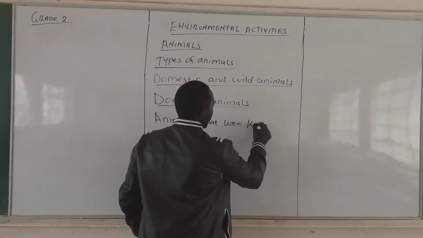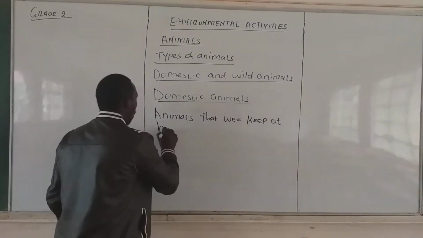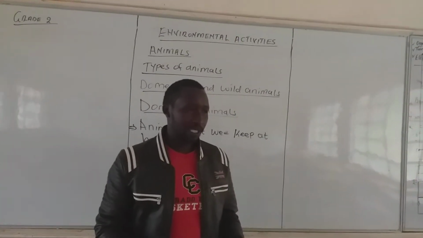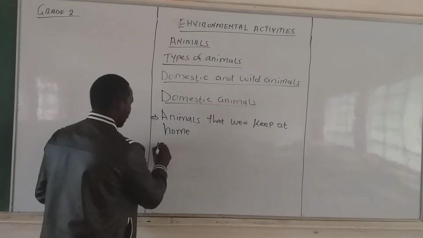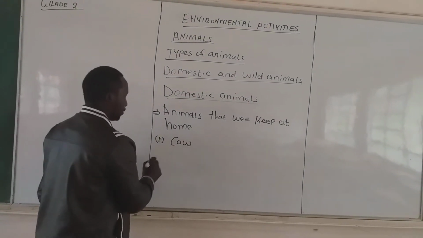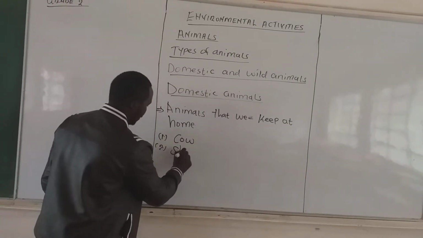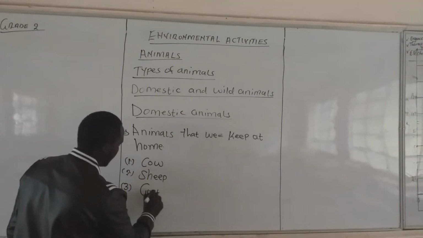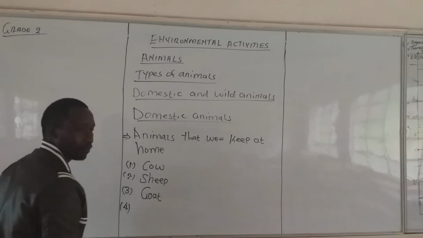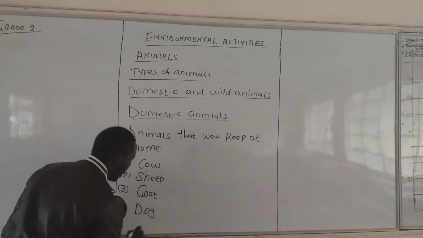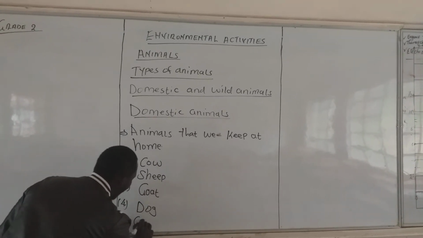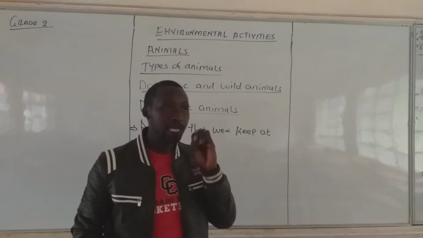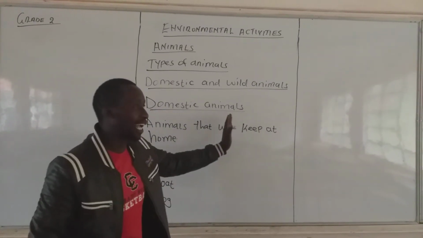These are animals that we keep at home. All of us have animals at home. Let's name them. One, cow, very good. Two, sheep. Three, goat, excellent. Four, yes, dog. We have also cat. And many more. These are animals that we keep at home. We call them domestic animals.